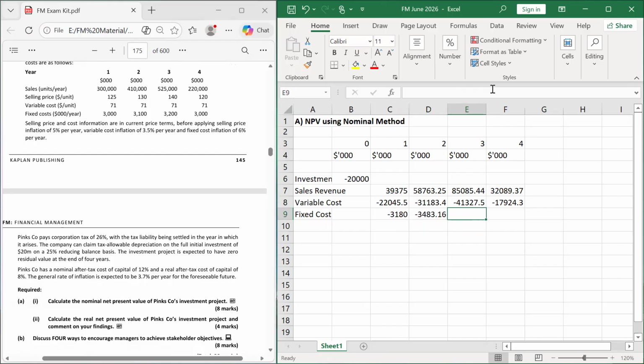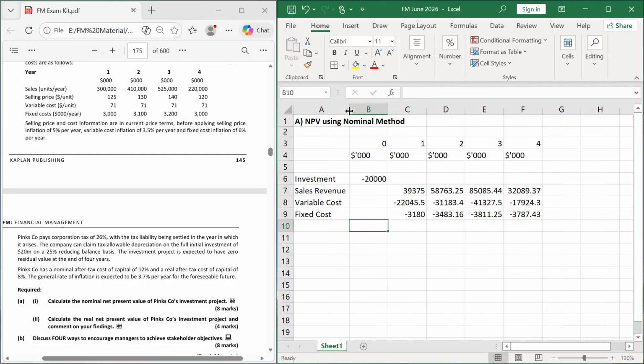For the third year, it is equal to minus 3200 times 1.06 power 3. For the fourth year, it is equal to minus 3000 times 1.06 power 4. Because the prices were in current terms, we have to inflate them. So that's done. Now sales minus variable cost minus fixed cost gives you the taxable cash flows.